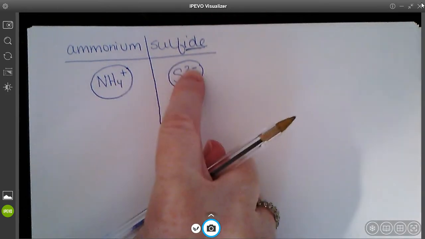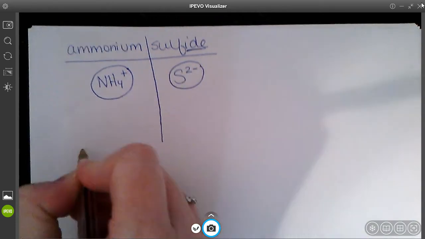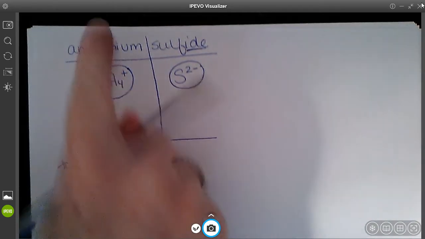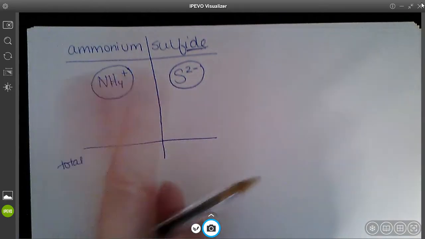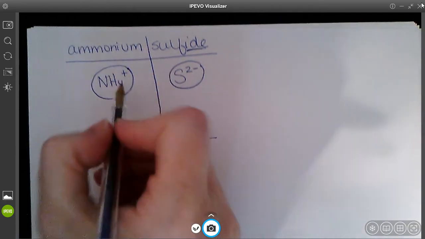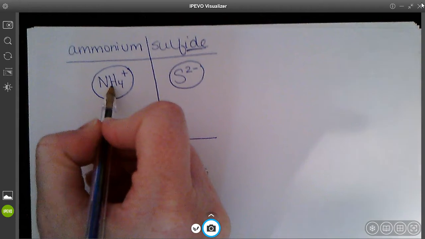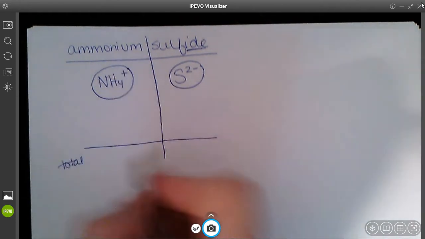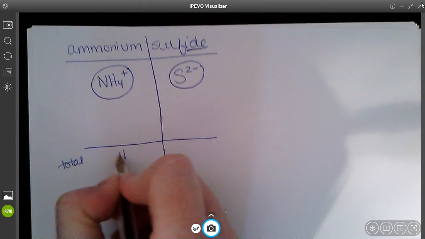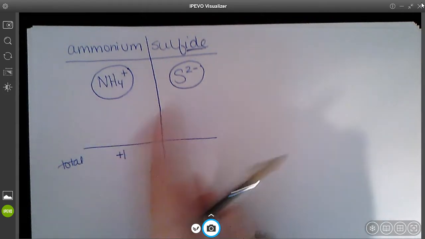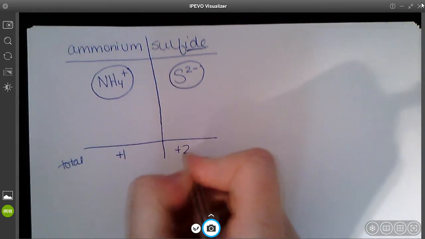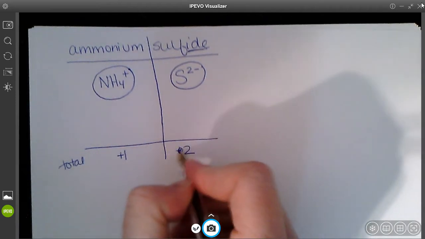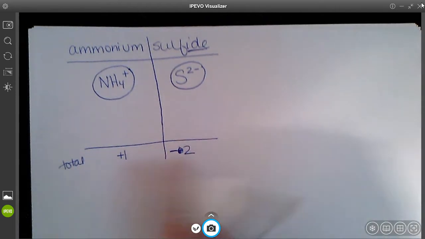Now positive 1 and negative 2 don't cancel out, so I'm going to look at my total charges now. Overall on my positive side, I just have a positive 1. Don't be alarmed by this 4, that's telling you how many hydrogens. That's written down below. It doesn't interfere with this charge, so this is a plus 1 overall charge. Over here, this is a plus 2 overall charge, so I can see that these aren't balanced. I'm so sorry, this is a negative 2. I can see that these aren't balanced.